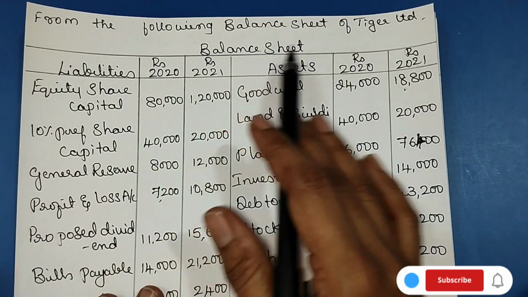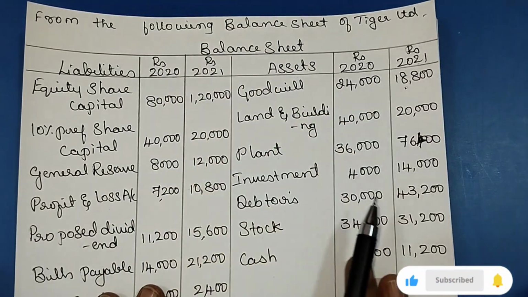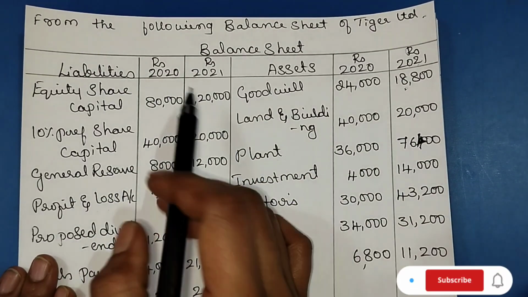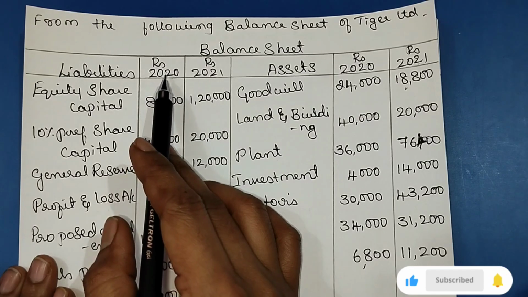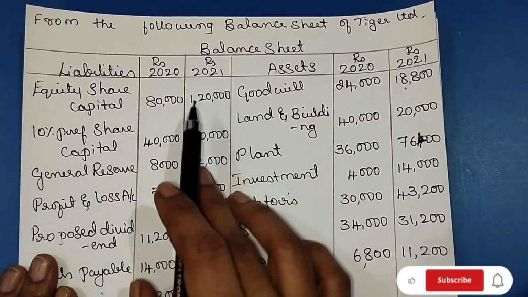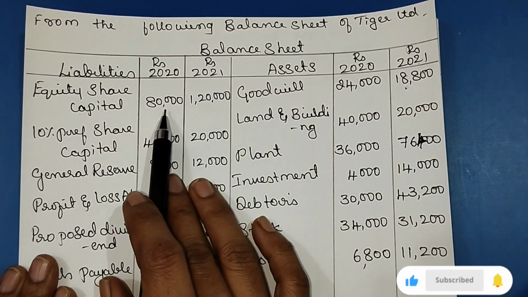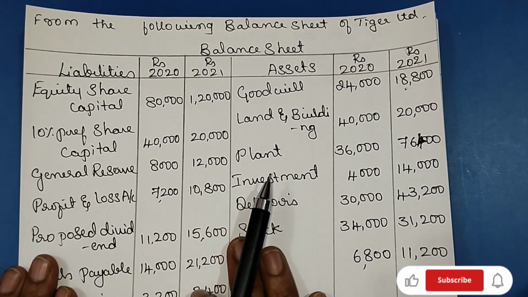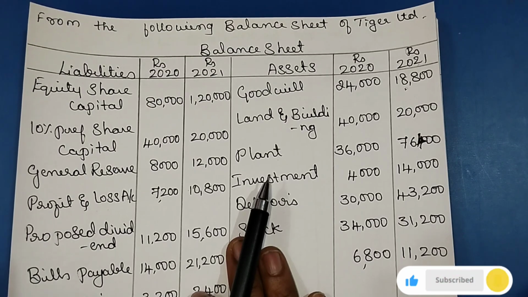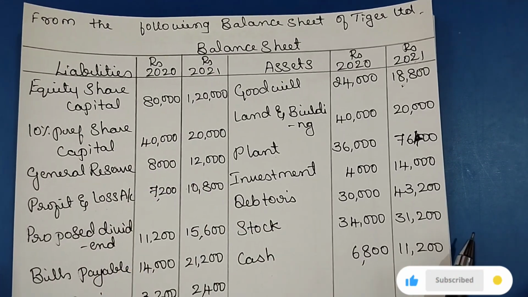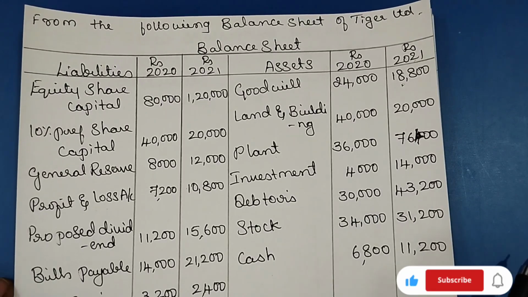From the following balance sheet of Tiger Limited, liabilities and assets are given. Here you can observe 20 and 21 details are given. The 21 will be our current year, 20 will be our previous year. Here we are comparing. So that is why cash flow is very important. It helps us to understand the flow of cash in the historical past and the present. So here we are comparing 2 years, previous year and the current year.